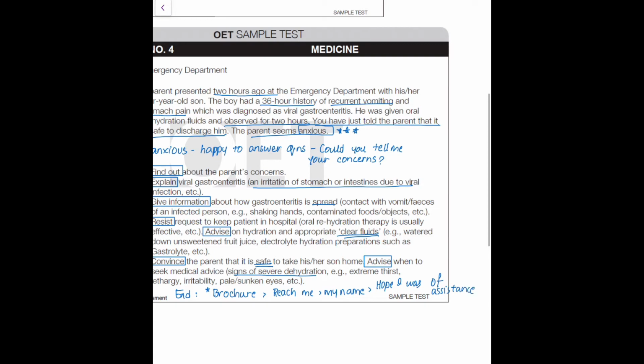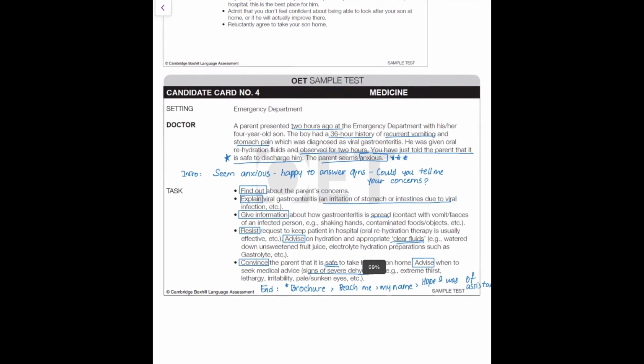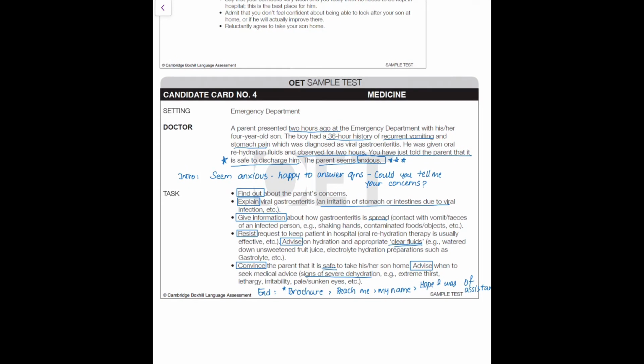If time permits, you could also write important pointers to yourself, such as answer the patient's questions. The patient could ask questions which are not on our card but are on his. It's pertinent we answer them. I'm going to give an example of that further in this video. Another important pointer is active listening.